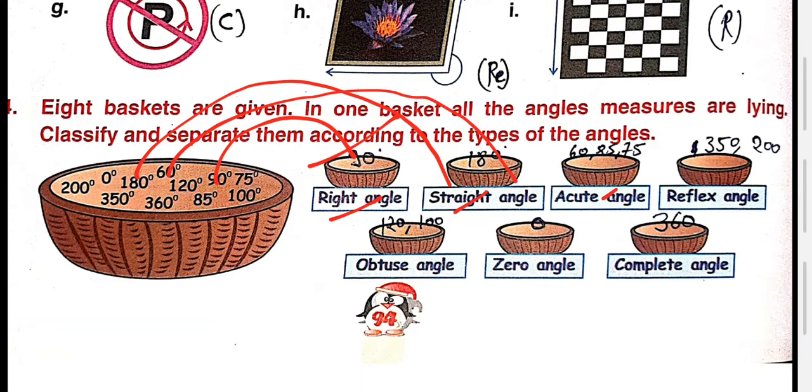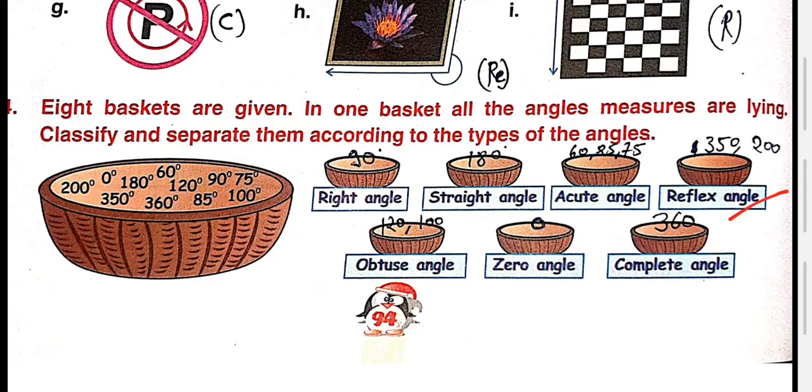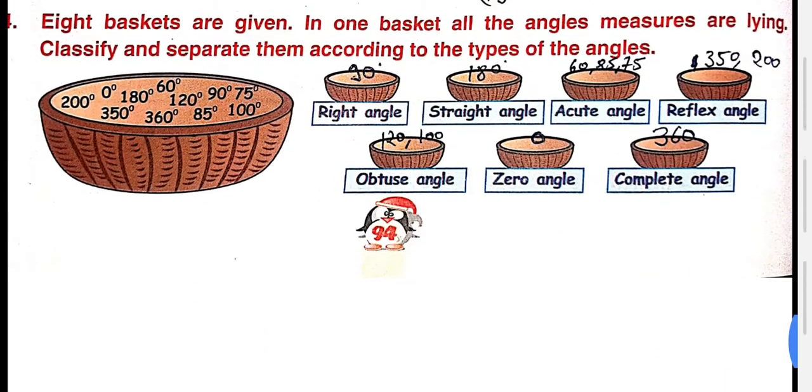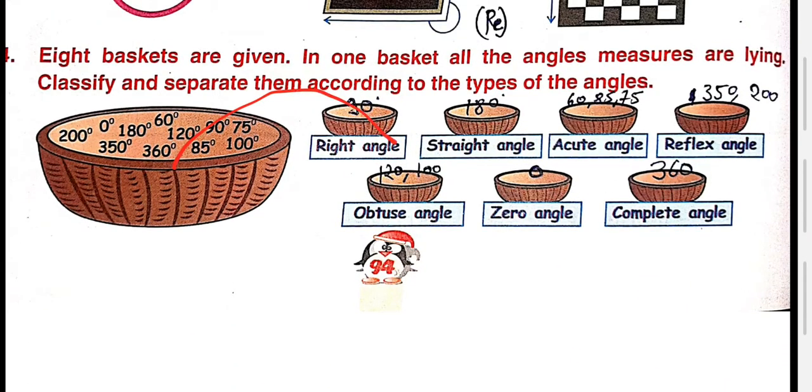So 60 here, 75 here, and 85 here. So right here 70, 80, 60, 85 and 75. They are all examples of what? Acute angle. Reflex angle is more than 180, that is 350 and 200. They are examples of reflex angle. Obtuse angle is more than 90 and less than 180, that is 120 here and 100 here. So they are what? Obtuse angles. Zero angle is always 0 and a complete angle is always 360. So all of you write these angles in the small baskets according to their names.